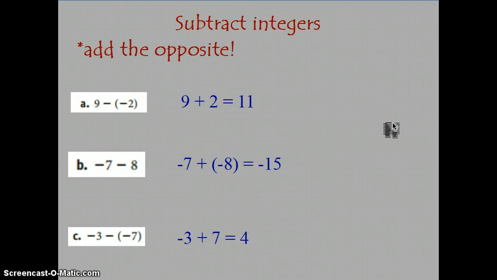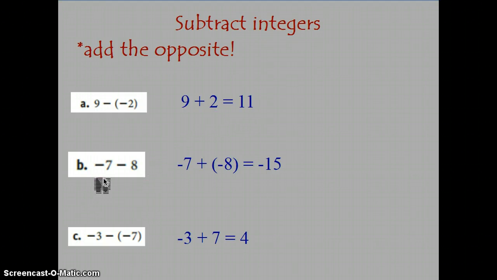And last one, subtracting integers. Remember to add the opposite. This was brand new last week. And so, like on this first example, we've got 9 minus a negative 2. So we're just going to rewrite it as an addition sentence. We're going to change it to 9 plus a positive 2, which equals 11.